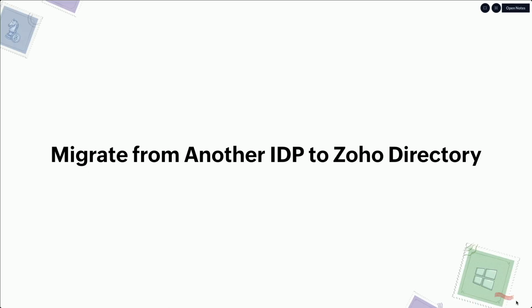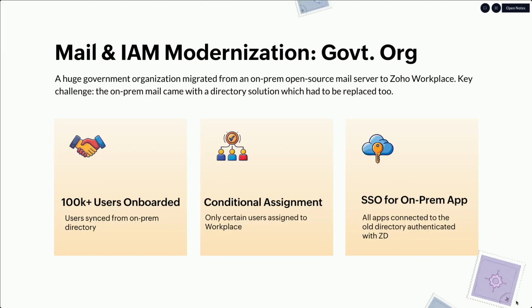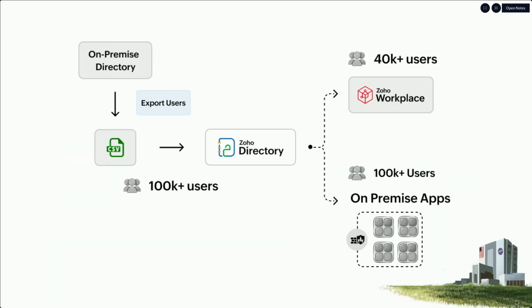The second scenario that I want to discuss is migrating from another IDP to Zoho Directory. So in this case, this is for a government organization where they were using a local mail server and they wanted to move to Zoho Workspace. And the key challenge that we had here was the mail server that they had was on premises. And when we started this migration, since there was a directory tied with that mail solution too, they wanted to move the entire mailbox users and also the directory users to Zoho Directory. So again, we had to follow this.